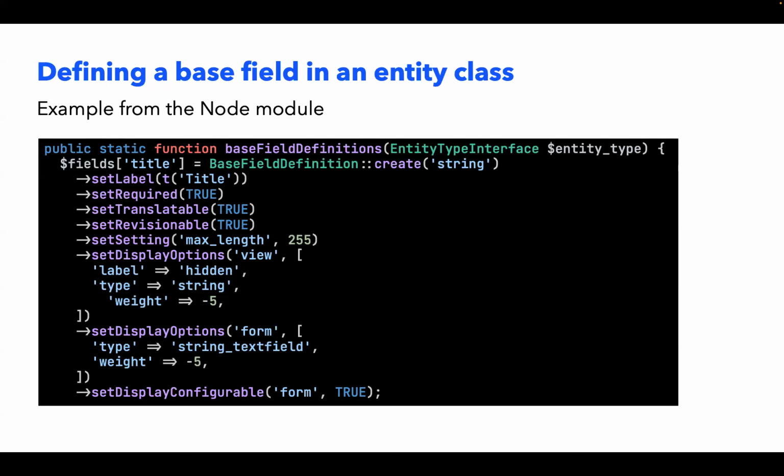If you wanted to use a different widget, the default one here we see is string text field, down where setDisplayOptions is set for the form. But that will be configurable by the user, and the weight can be changed, which is why you can drag the title around on the form, on the managed form display page.